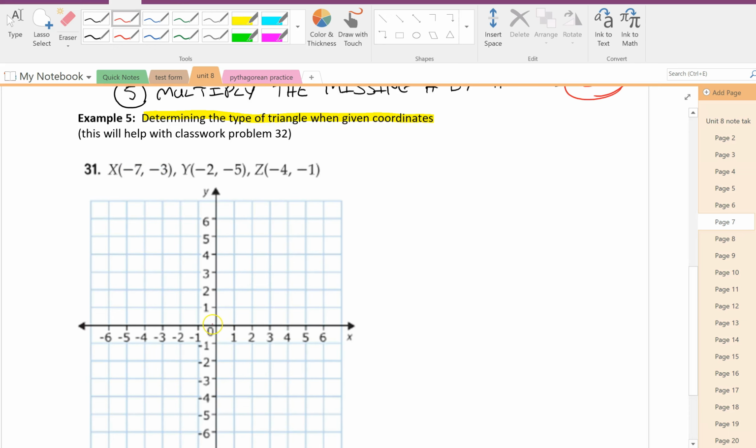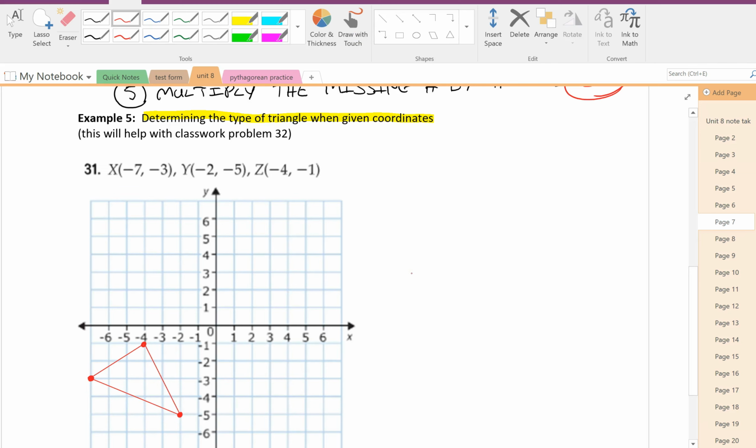-7, -3, so x always comes first, so I start by going back 7 and down 3. So there's one of my points. -2, -5, so I go back 2, down 5. -4, -1, so -4, -1. Okay. So here are the 3 points of my triangle. I'm going to connect them with lines. That's going to help me see something here in a second. All right, there's the triangle.